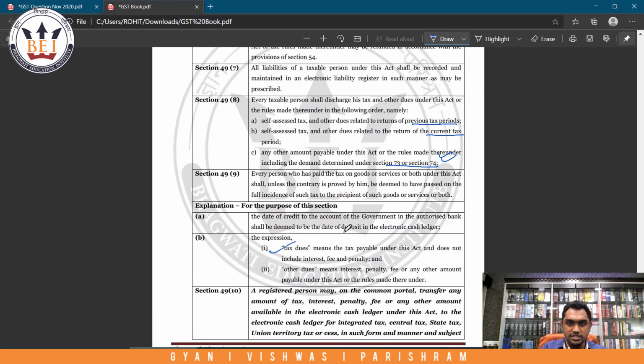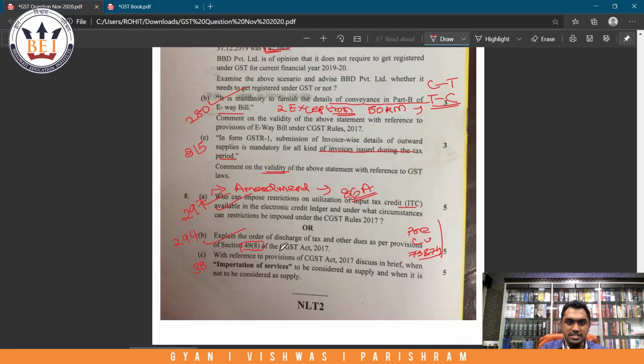Yes, and for this rule, what is self-assessed tax and other dues? So what is tax dues? Tax dues means tax payable and does not include interest, fee and penalty. Other dues means interest, penalty, fee or any other amount payable under this act or rules made thereunder. So it covers both self-assessed tax and other dues, first for previous period, then for current period, and then any amount payable as per section 73 and 74.